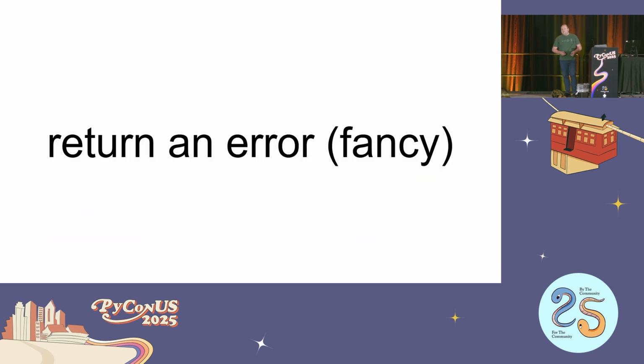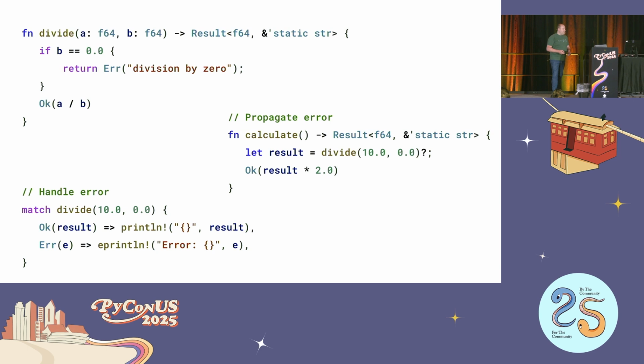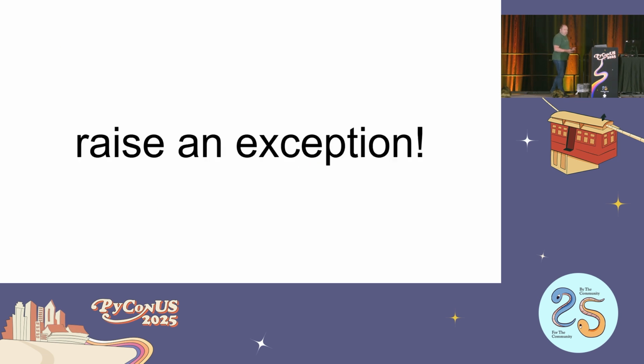Or you can do fancy returning an error value. If you've used functional programming languages with result types, or if you've used Rust, this is conceptually pretty much the same thing, except instead of manually unpacking the tuple, Rust will actually give you some nice support with this question mark operator to automatically propagate an error value as a return value in your program. But in Python, not for any sort of deep reason, but just because that's how we do it in Python, we tend to raise an exception.